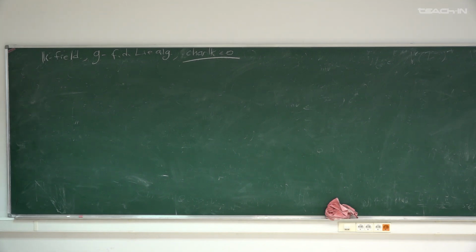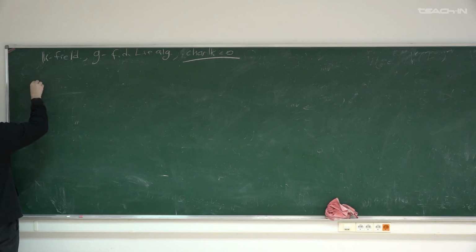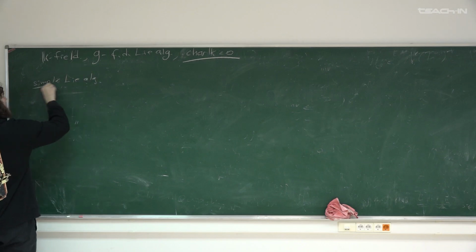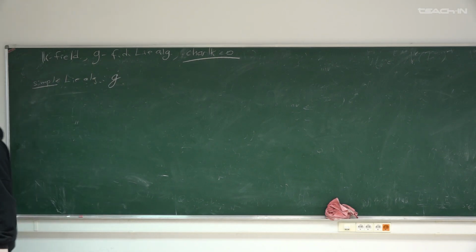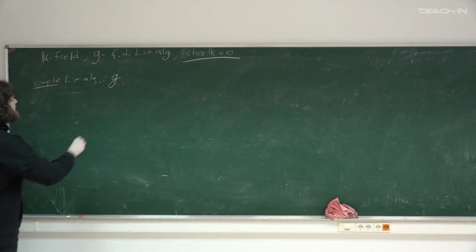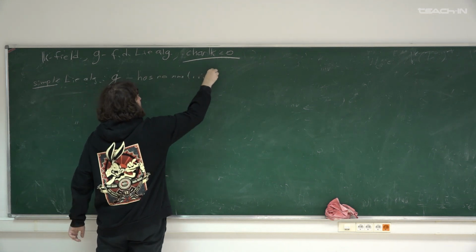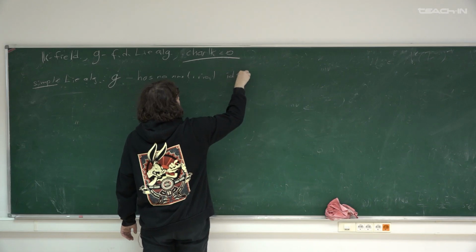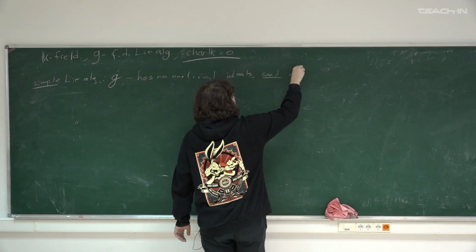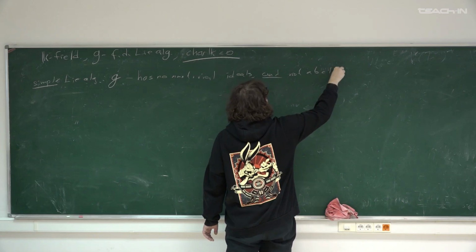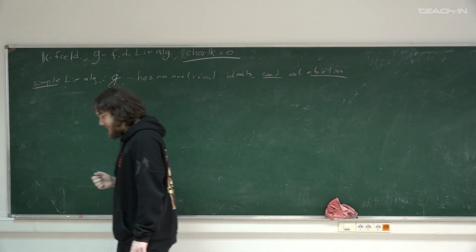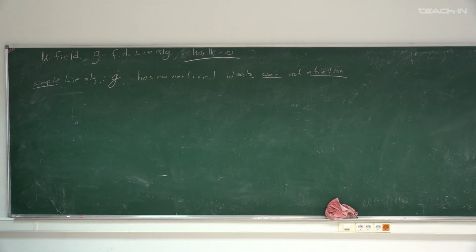Now, what is a semisimple Lie algebra? What is a simple Lie algebra? A simple Lie algebra means that G has no non-trivial Lie ideals and is not abelian. So a one-dimensional abelian Lie algebra is not simple.